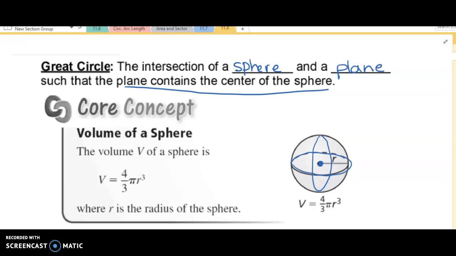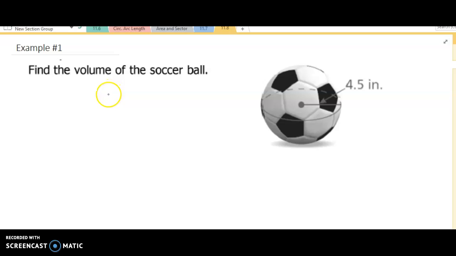All right, so we're going to do volumes and surface area of spheres, and in my opinion, spheres are the easiest shapes to do as long as you know the formulas, because all you need to know is the radius. That's it. And so the volume formula is 4/3 pi r cubed. All right, so let's look at example 1 here.